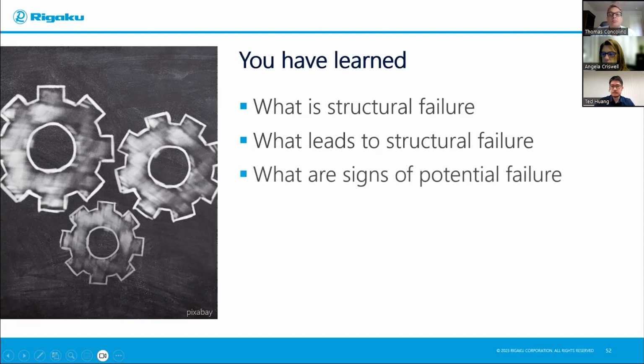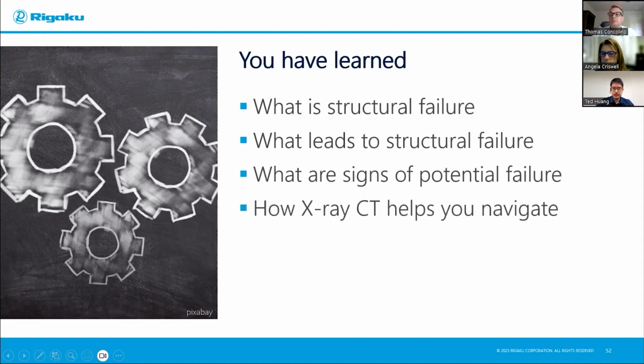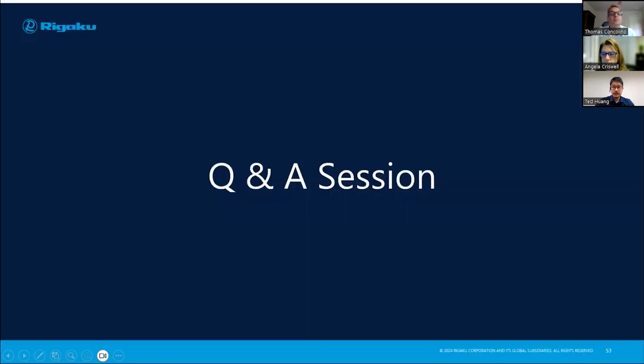And what are the signs of potential failures? They're basically the structural weak points, the defects, pores, sharp angles, and cracks inside your product that you want to look out for. And finally, how X-ray CT helps you navigate through structural failure by providing you the most comprehensive 3D data of your structure, which you can still correlate with other techniques if you really need all that information and elevate it into 3D. Now, thanks for listening, and let's head into our final Q&A session for the day.